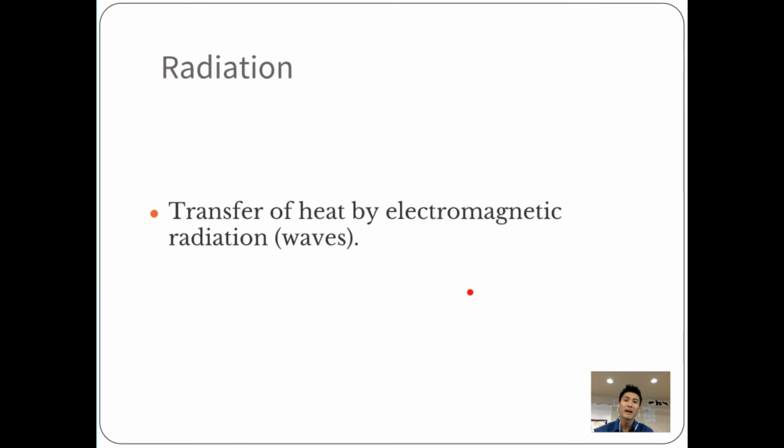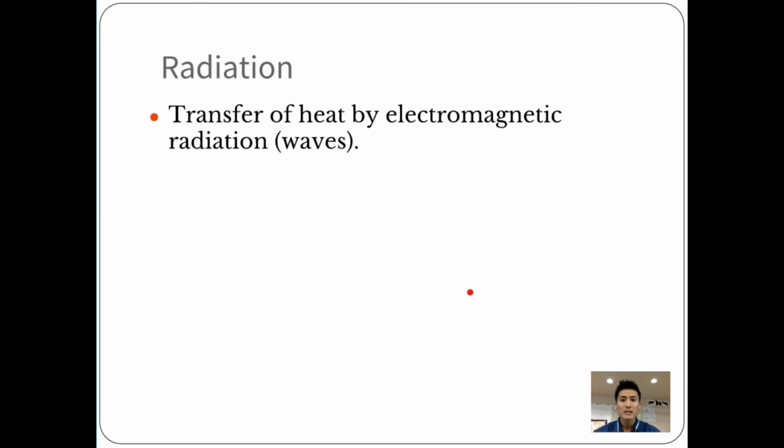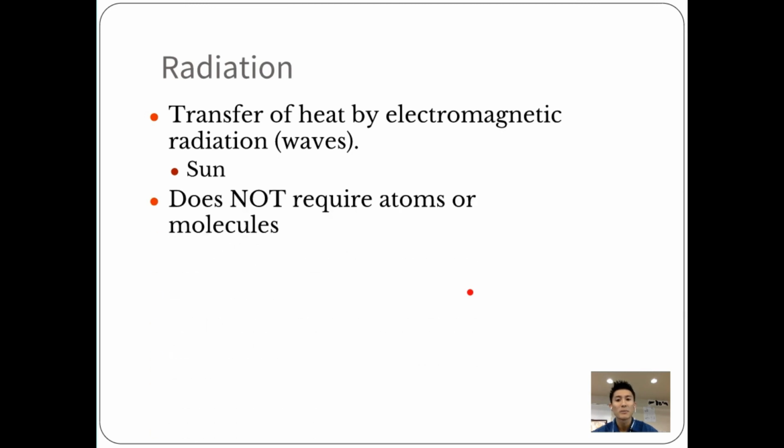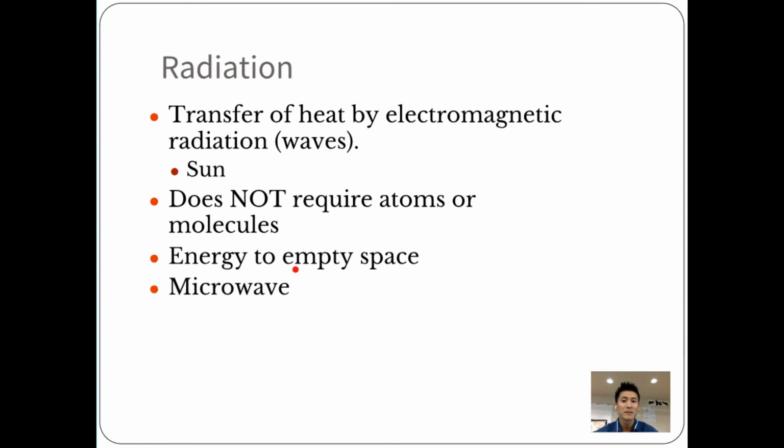And the last one we have is radiation, this last mode of heat transfer. This type of transfer is a transfer of heat through electromagnetic radiation. So for example, when we cook things using solar power, the sun, it's not directly required by a transfer of energy from atoms or molecules. It's through wave particles, energy to empty space.